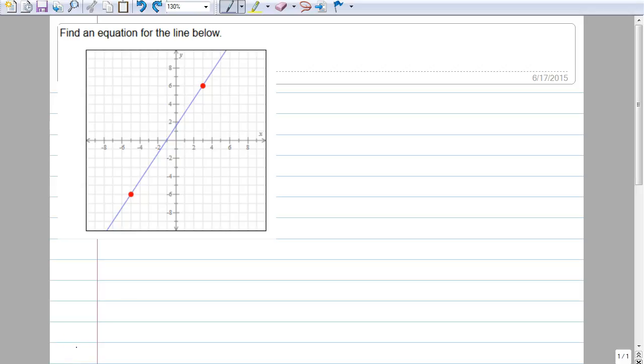So when you're finding the equation of a line through 2 points, first thing you need to know is the 2 points. So sometimes they directly give you the 2 points, sometimes they make you find the 2 points from a graph. So in this problem we have to determine the 2 points on our own. So this looks like 1, 2, 3, and 6.